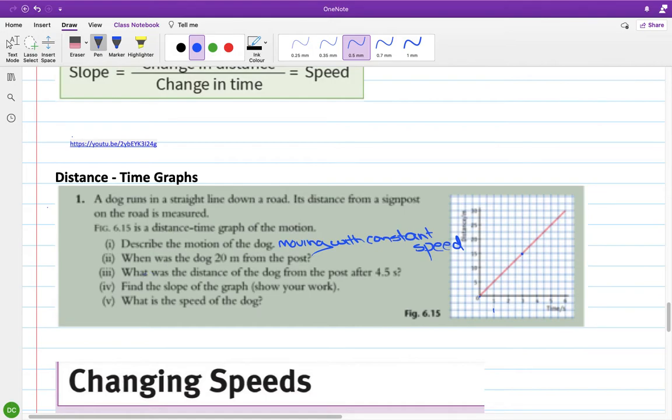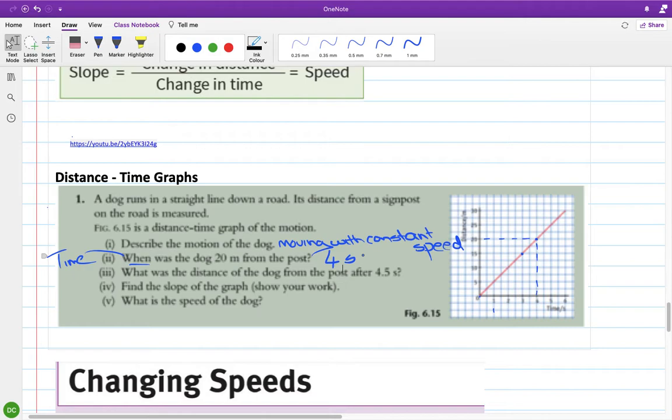Okay. When was the dog 20 meters from the signpost? Okay, so when is a measure of time. So 20 meters, the distance is here. Here's 20. So if I go across, hit the line, drop down, 4 seconds. Okay, the dog was at 20 meters from the signpost at 4 seconds.